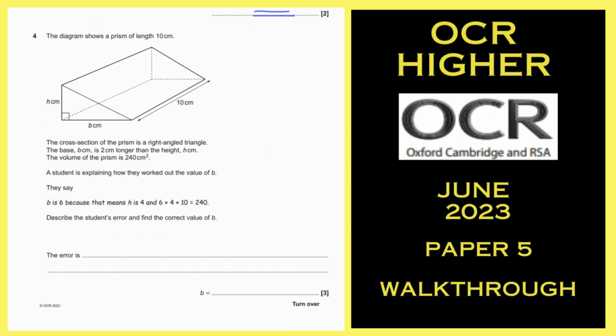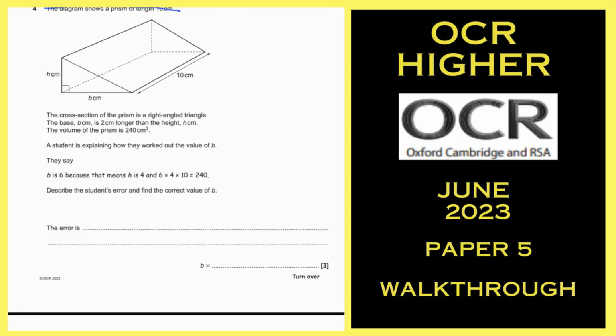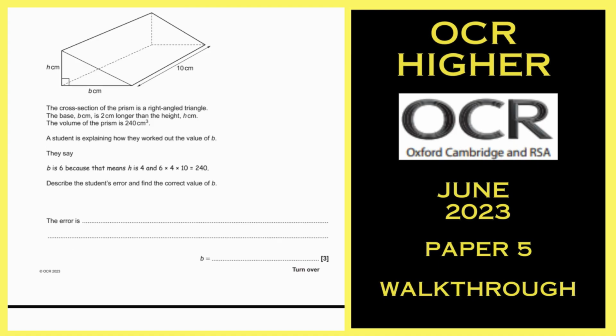Number 4, got quite a waffly one here. All waffly questions should be taken one line at a time. Top line, the diagram shows a prism. Length 10 tells us nothing that's not already on the diagram. It's just extra waffle. The cross section is a right angle triangle. Extra waffle.